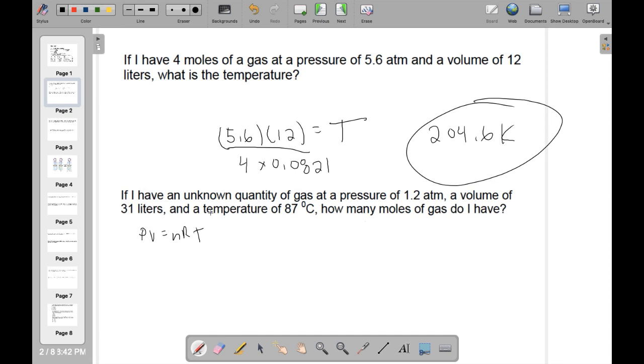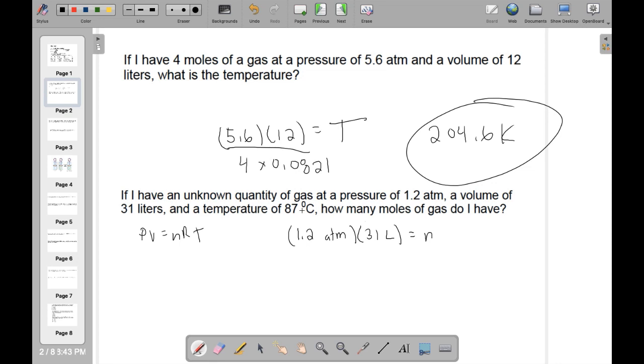Okay. Moving down, pressure times volume equals nRT. I want to put all the units in here so you understand how these units work. If I have an unknown quantity of gas, that means moles. I don't know the moles. At a pressure of 1.2 atmospheres, and a volume of 31 liters. I don't know the moles.